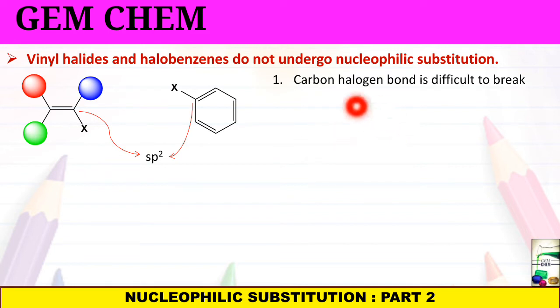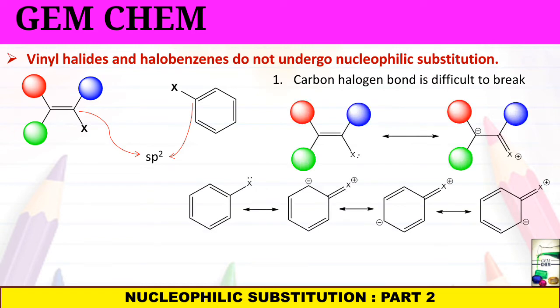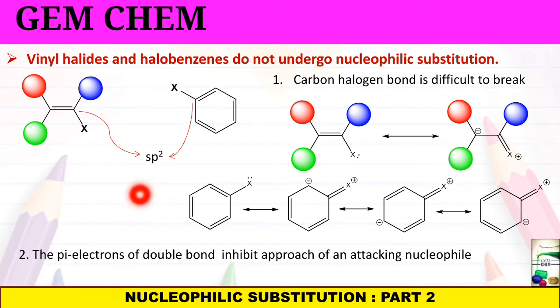First, the carbon-halogen bond is difficult to break. Why is this so? Because if we consider the resonance structures, the carbon-chlorine bond in this case has partial double bond character. That is, it is stronger than the single carbon-halogen bond in alkyl halides. So this bond is difficult to break. The next point is that the pi electrons of the double bond inhibit the approach of an attacking nucleophile.